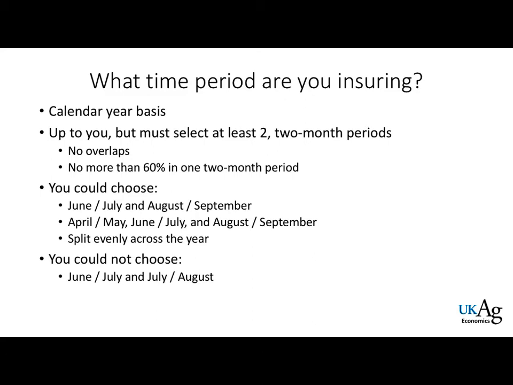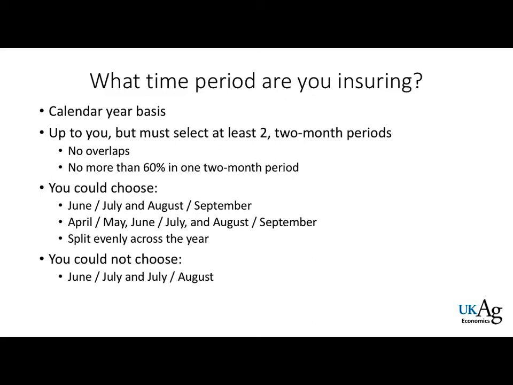You have to pick at least 2 two-month periods to cover. So for example, if I wanted to, I could cover June and July, August and September. I could cover April, May, June, July, August, September if I wanted to. I could cover evenly across all 12 months if I wanted to, but I've got to cover at least 2-month periods. I can't put any more than 60% of my value in any 2-month period.